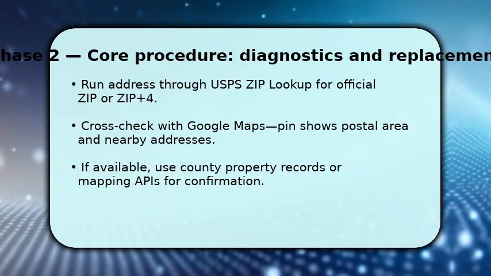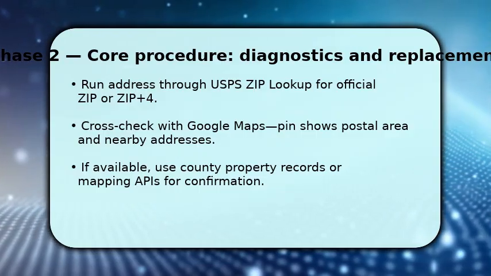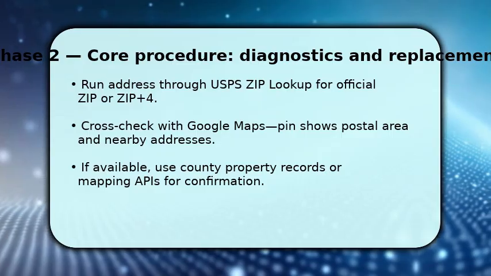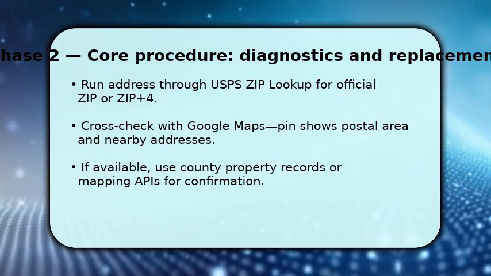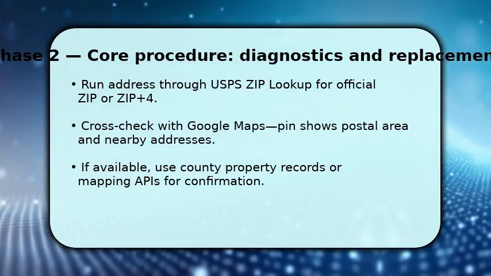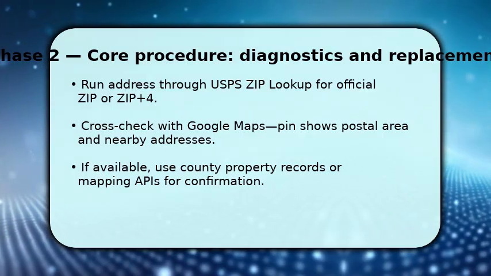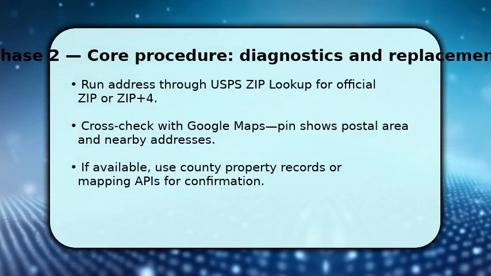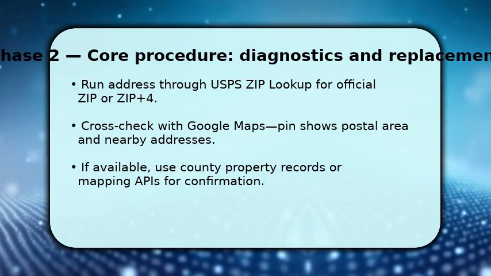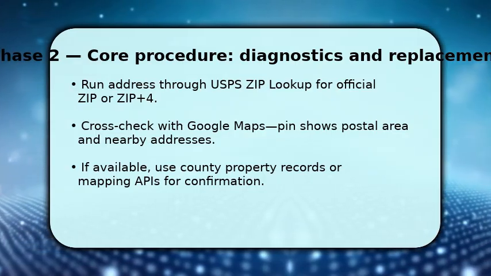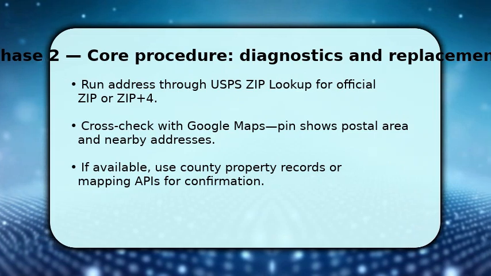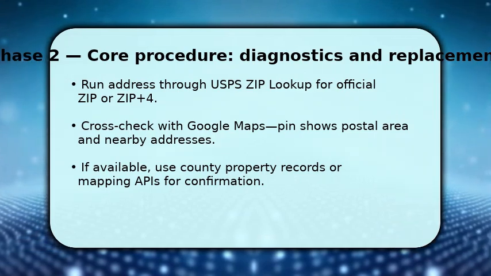Next, open Google Maps and drop a pin on the exact building to see surrounding ZIP boundaries. This helps when borders split streets. Then cross-check with county property records or a mapping API, especially for rural or new construction areas, because those sources are updated differently. Doing multiple checks explains discrepancies and confirms you have the correct ZIP.